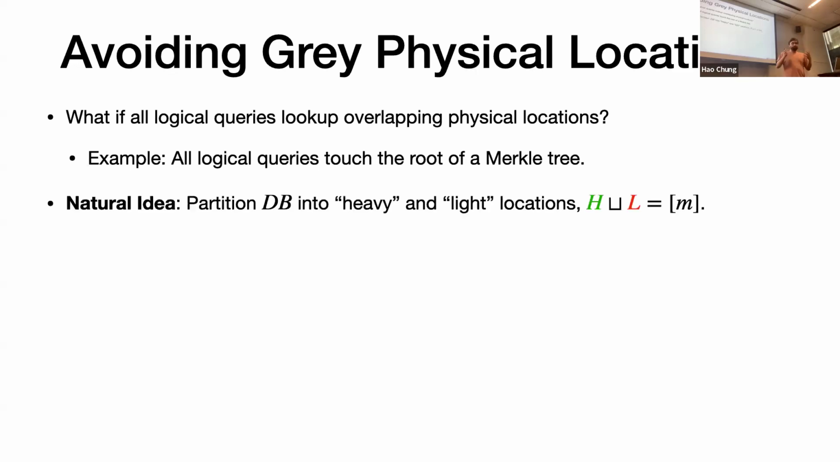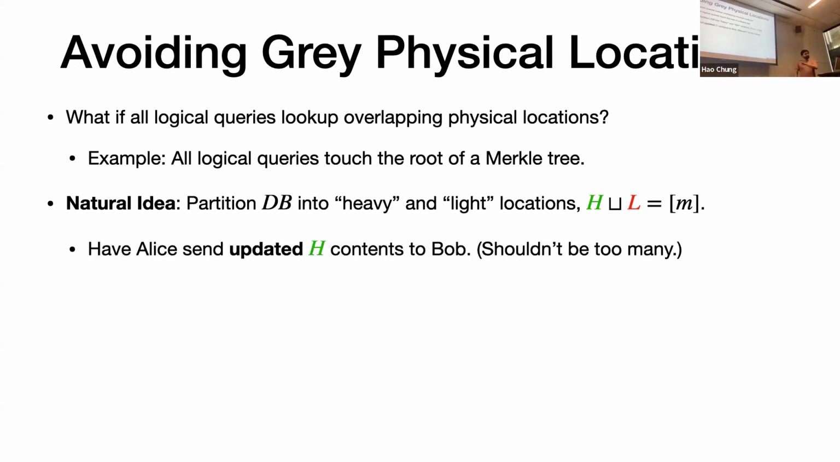So what do we do? A natural way to get around this is to partition your database into some heavy locations and light locations. I'll denote the heavy ones as green and the light ones as red. And what we're going to do is Alice is going to send the updated heavy elements to Bob. And because they're heavy, there maybe shouldn't be too many of these.